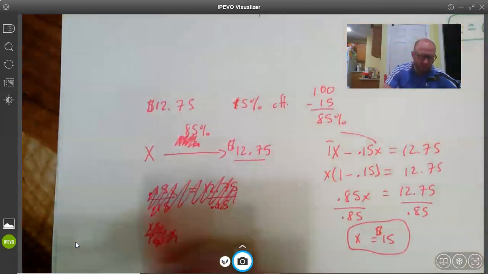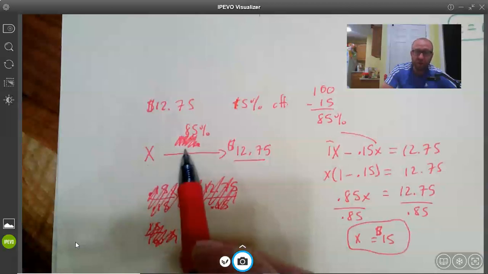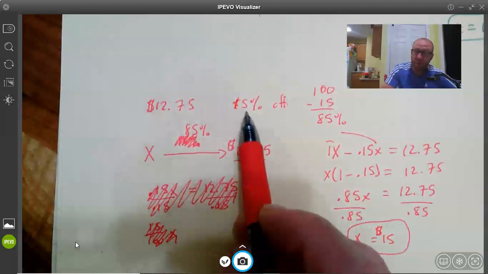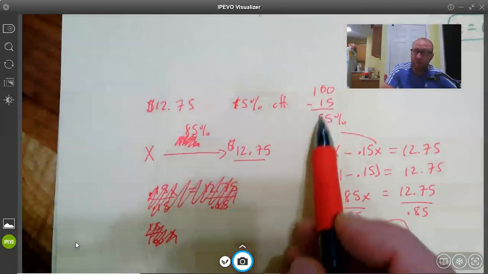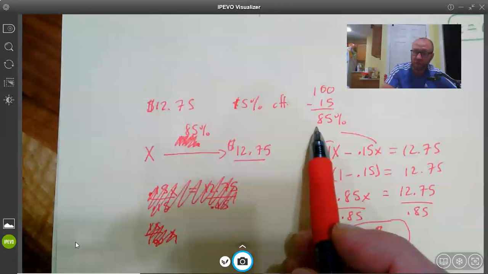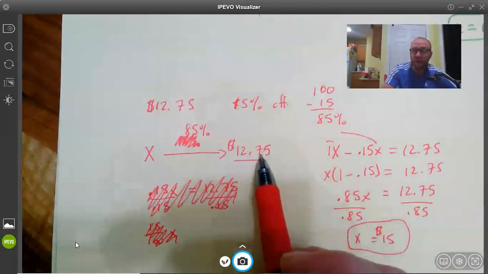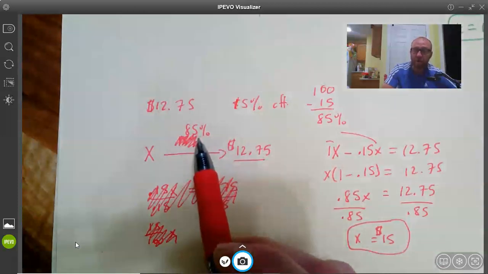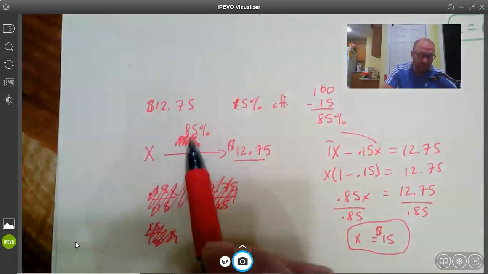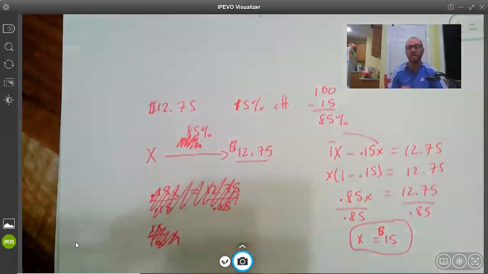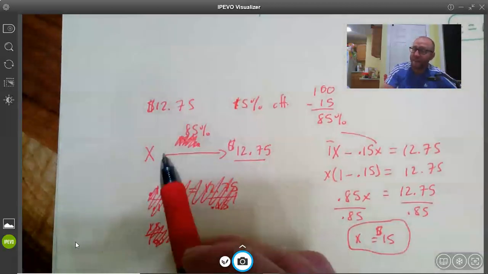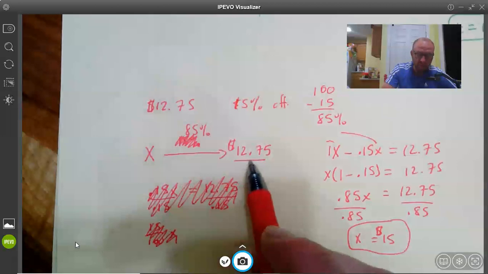So again, the overall process here: we started out with some amount and we wanted to take a 15% discount, but the 15% discount means that out of 100%, we took 15% away, and we were left with 85%. So what we're calculating is what is 85% of the original. 12.75 is 85% of the original. So we took x and multiplied it by 85%. 85% of means multiplication. 85% of the original is 85% times the original, which would give us 12.75.